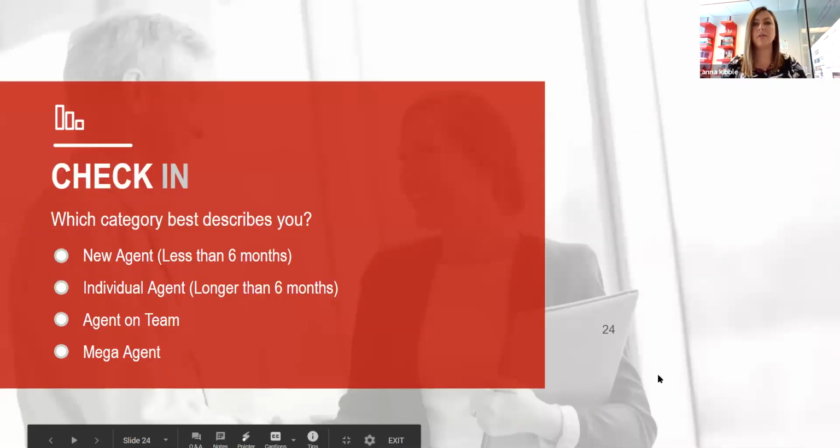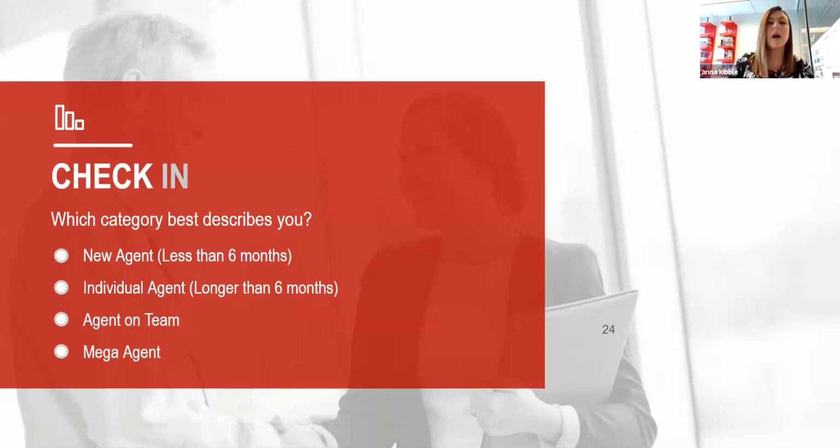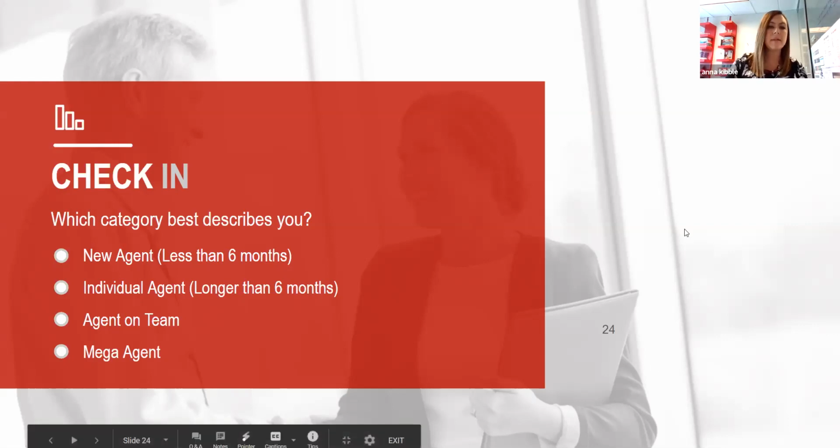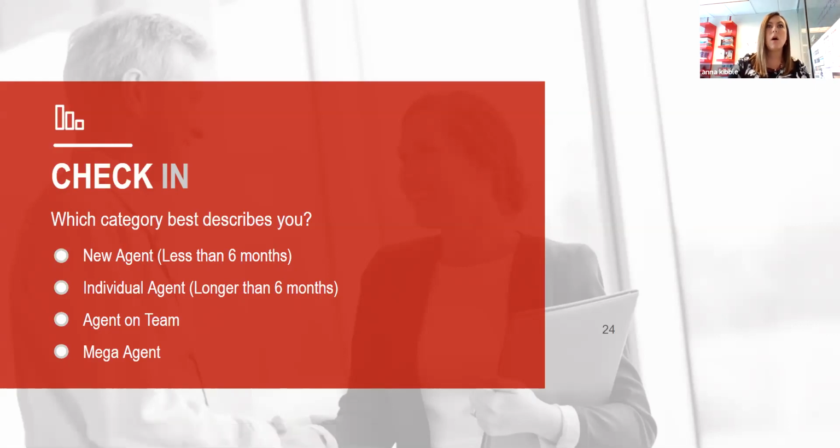Also, a quick question. We're right at the top of the hour here. Which category describes you the best? Are you a new agent who's been in business less than 6 months? Go ahead and pop it in the chat box. Are you an individual agent who's been in longer than 6 months? Are you on a team? Or are you a mega agent who already has a team? Which describes you?